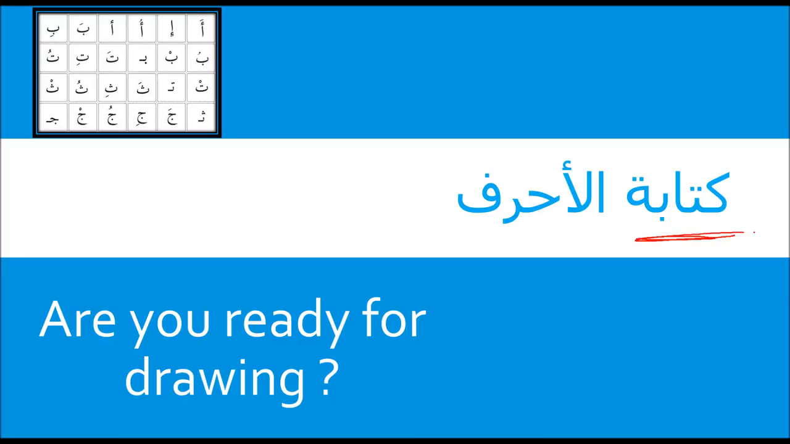Now what you guys are seeing here is the first word, which says kitabat and then al-ahruf. So it's kitabat al-ahruf. Kitabat al-ahruf means writing letters. What letters are we talking about? We're talking about our alphabet that we just learned previously.